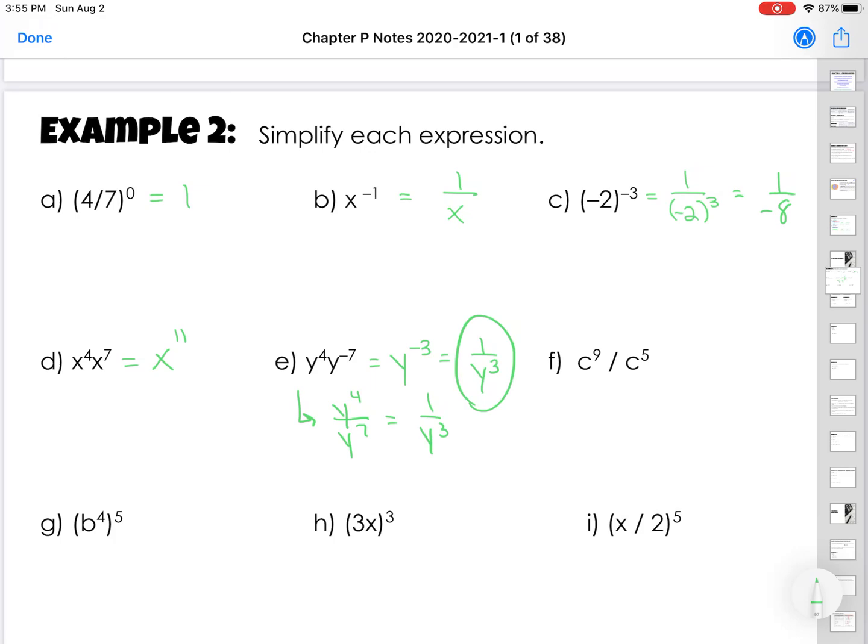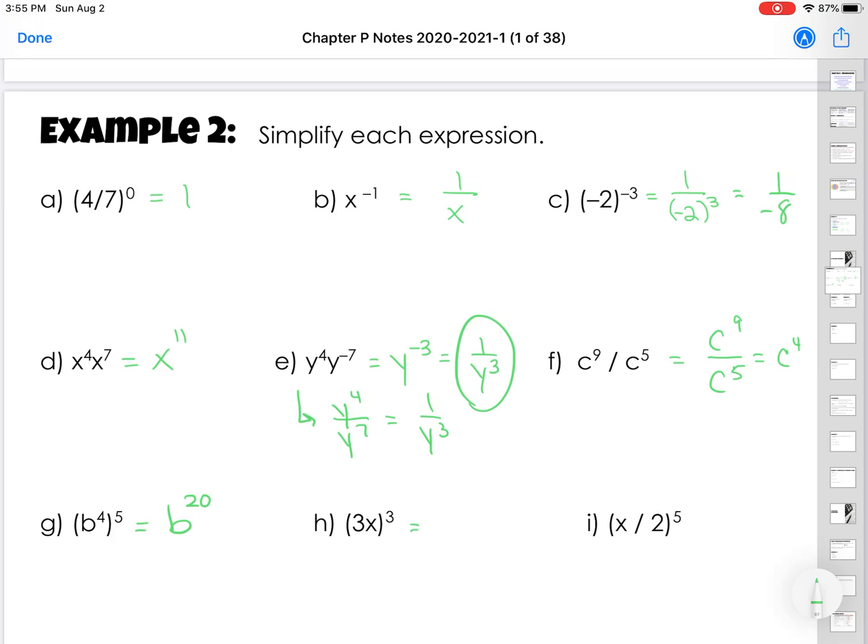In F, since it's division, we'll subtract. Really, you'd likely would have seen it more like this. It's just hard to do in PowerPoint. So that would be c to the 4th power. 9 minus 5 is 4. In G, we are multiplying. So b to the 4th to the 5th, 4 times 5 gives us 20, so that's our new exponent.